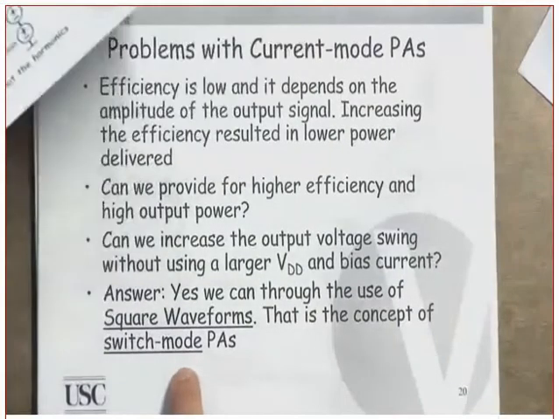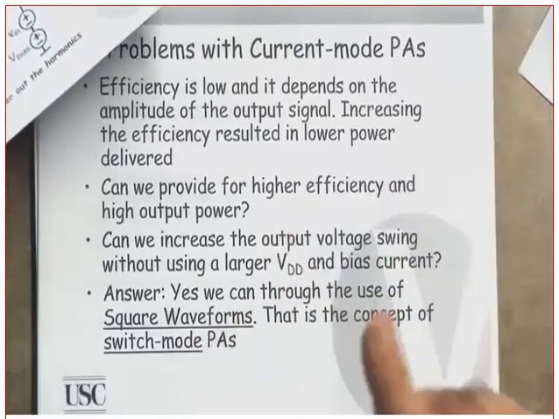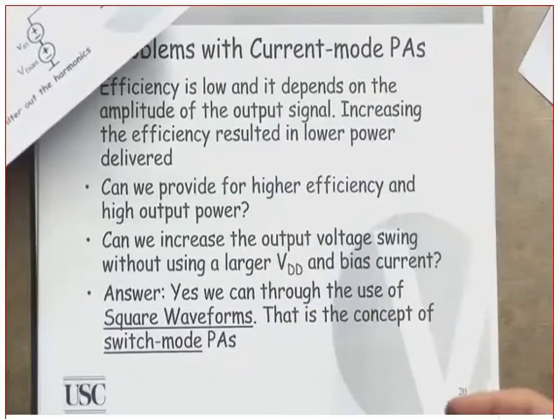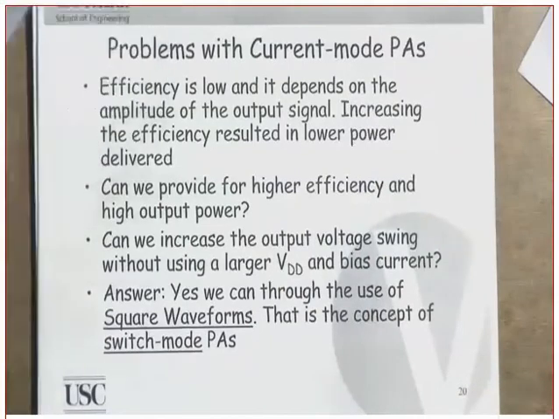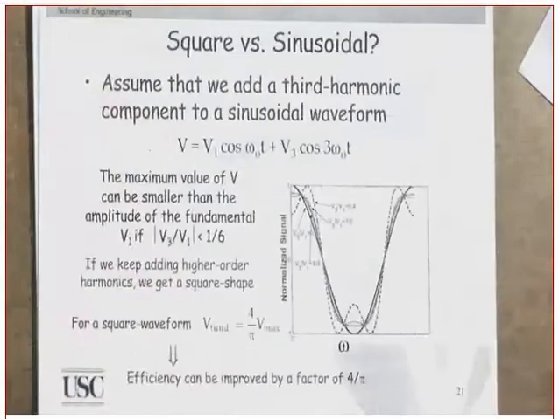If you use a square wave, instead of VDD you will end up with 4 VDD over pi, which is a little bit more than VDD. Did you get my point or not? Which is more than VDD. I will show you that in just a second.